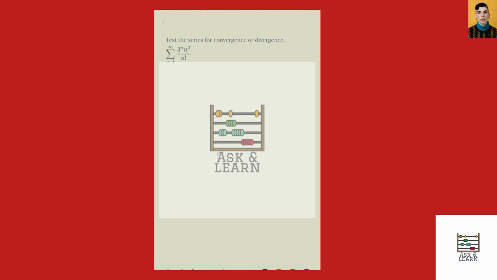For this problem, since we have factorials, we should be thinking about the ratio test. Typically, factorials are kind of hard to deal with. In the ratio test, they're not so hard to deal with. So these here are the a_n terms. For the ratio test, we want to see if this limit is strictly less than 1. If it's equal to 1, then the test is not conclusive.